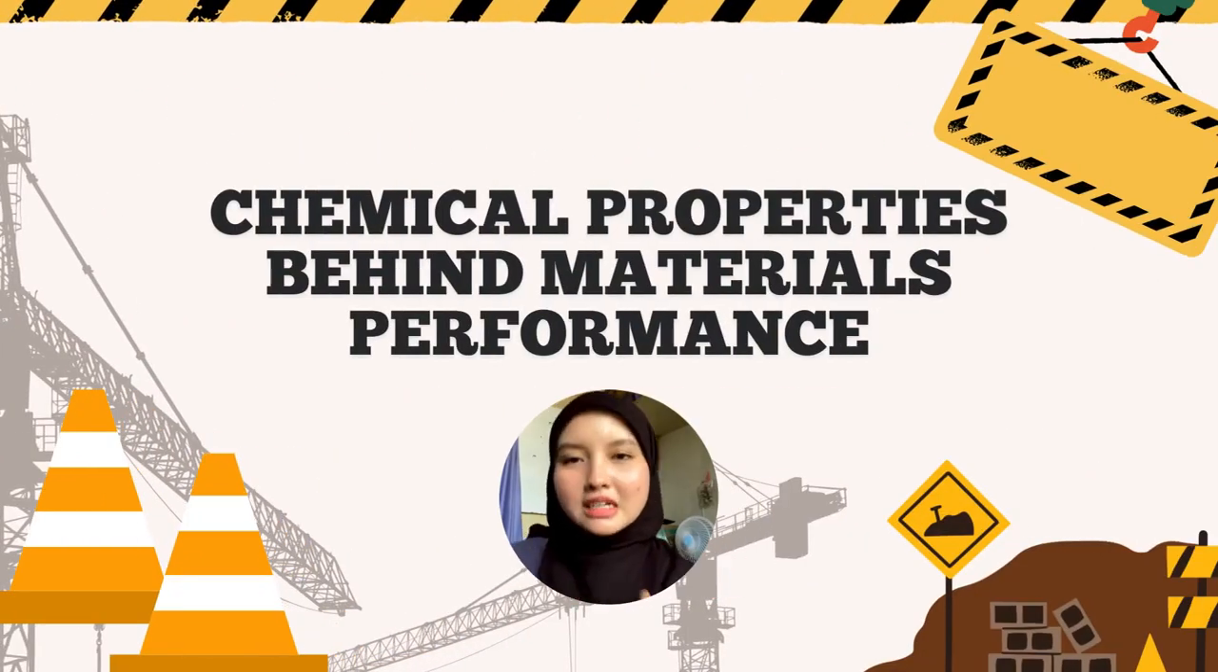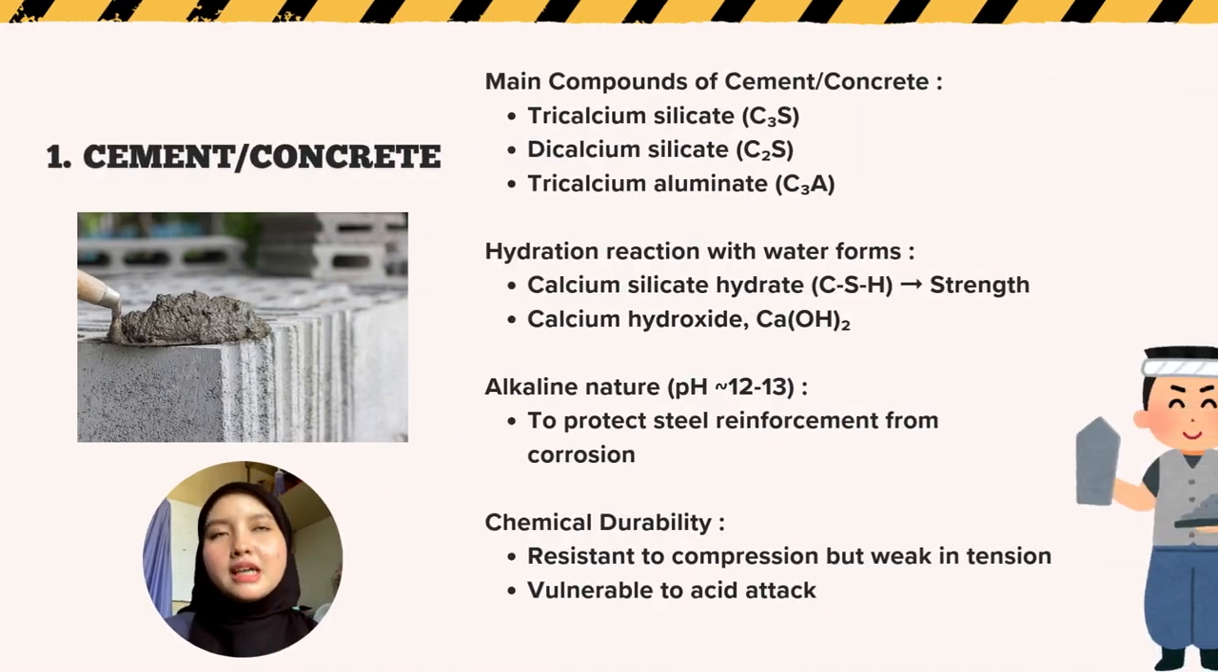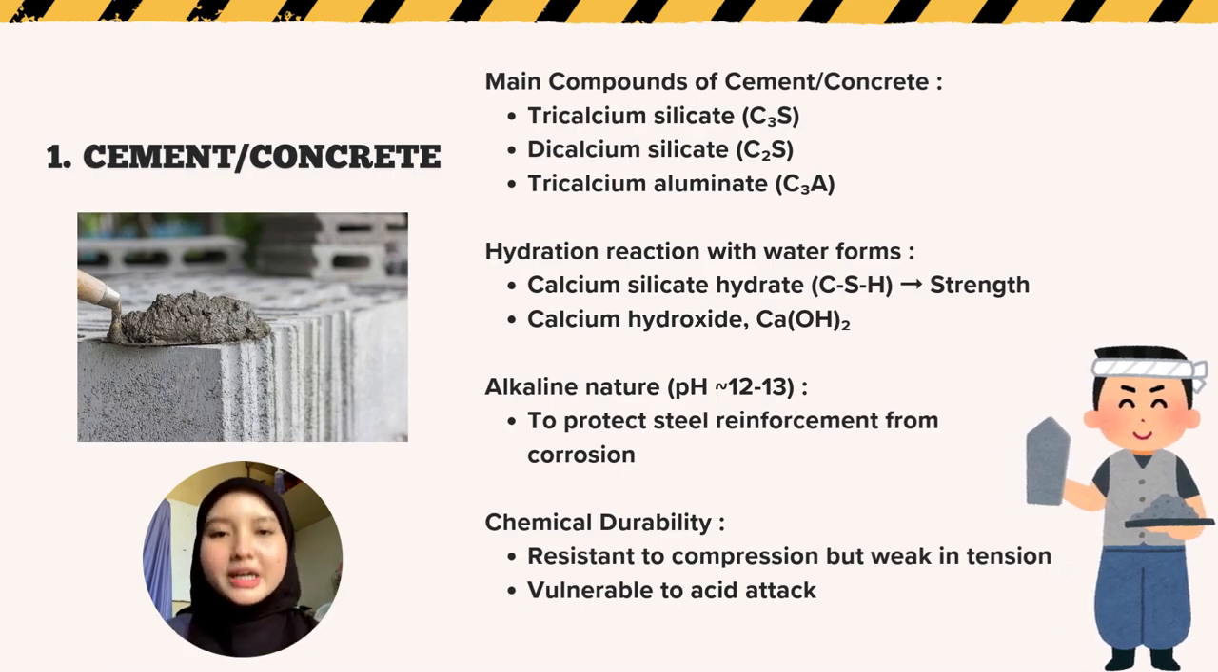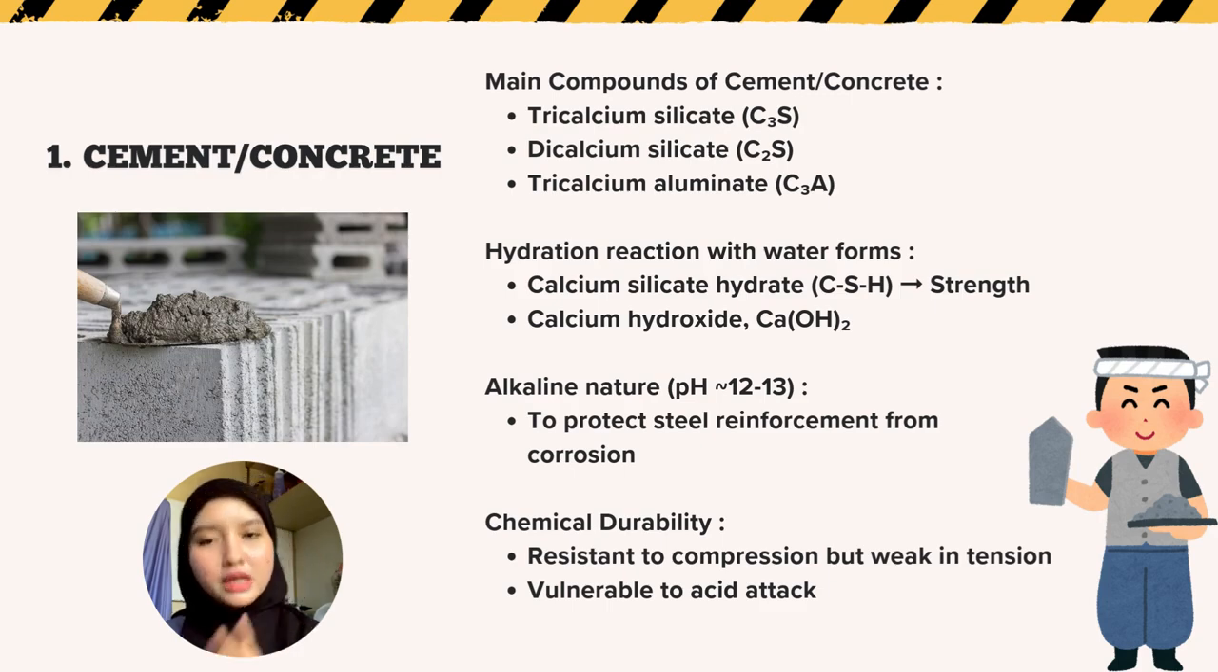Hello, I'm Norimanda Kira and I will talk about the chemical properties behind material performance. So first, I will talk about the chemical properties of cement and concrete. Cement and concrete get their strength from hydration reactions. When cement reacts with water, compounds like tricalcium silicate and dicalcium silicate form calcium silicate hydrate, which is the main source of strength. The material is highly alkaline with a pH around 12 to 13, which helps protect steel bars inside concrete from rusting. However, concrete is chemically weak against acid, which can react with calcium hydroxide and reduce durability.